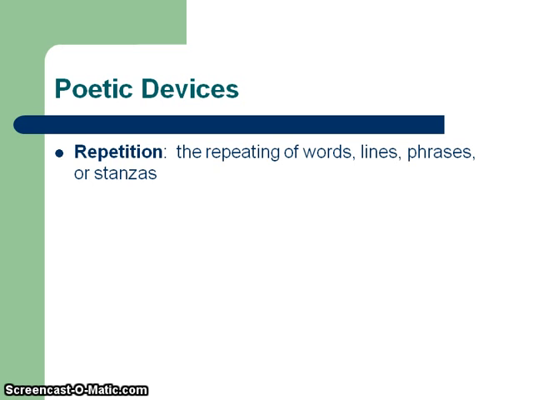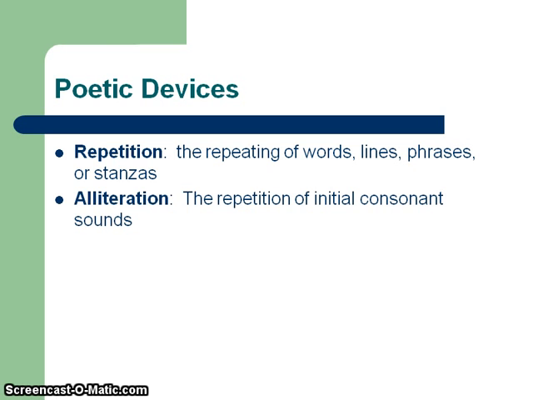Repetition is the repeating of words, lines, phrases, or stanzas. An easy way to remember repetition is when you think of your favorite song and the chorus in that song. That's an example of repetition. And make sure when you're taking these notes that you also note my example, because that should help you remember what these are. The next one is alliteration.